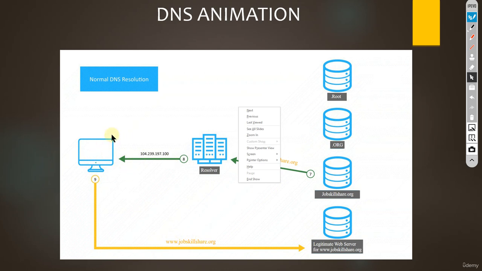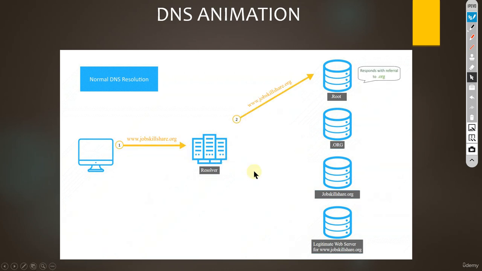So next time when the client or this person wants to go to this website, which is jobskillshare.org, this request will go directly to the legitimate web server, jobskillshare.org, instead of going to the root and org servers. Okay, so it will skip these two parts. It will go directly to this jobskillshare.org hosting server, and it will get whatever information it is looking for. Okay, so this is the whole concept and idea behind the domain name system.